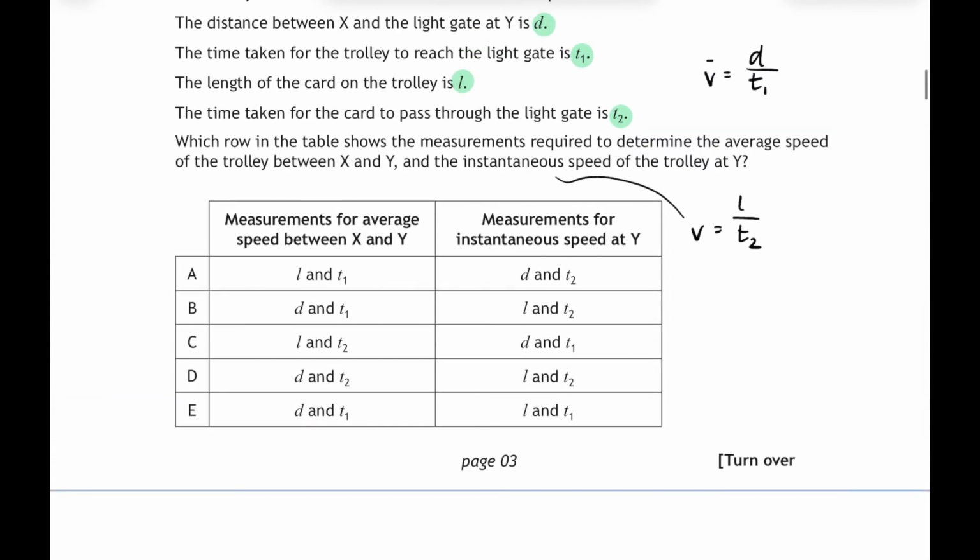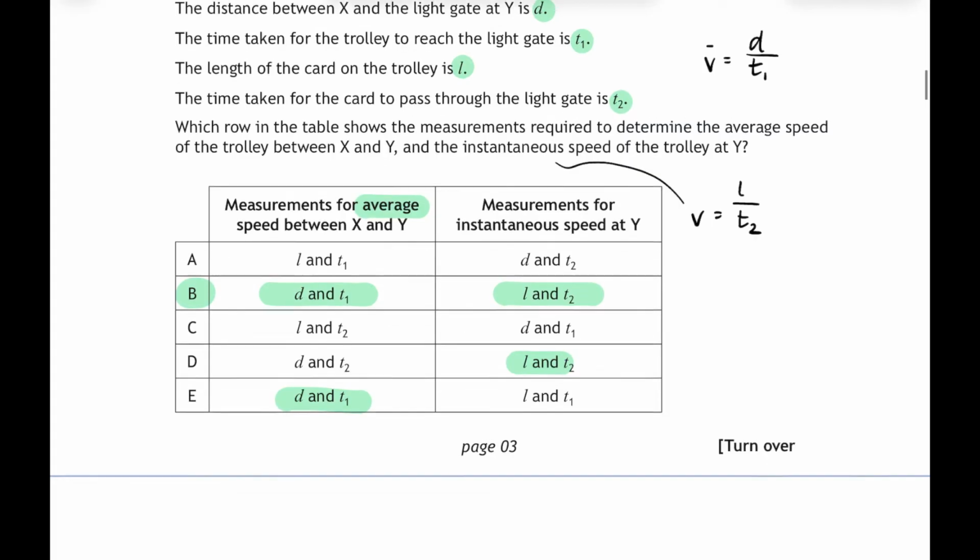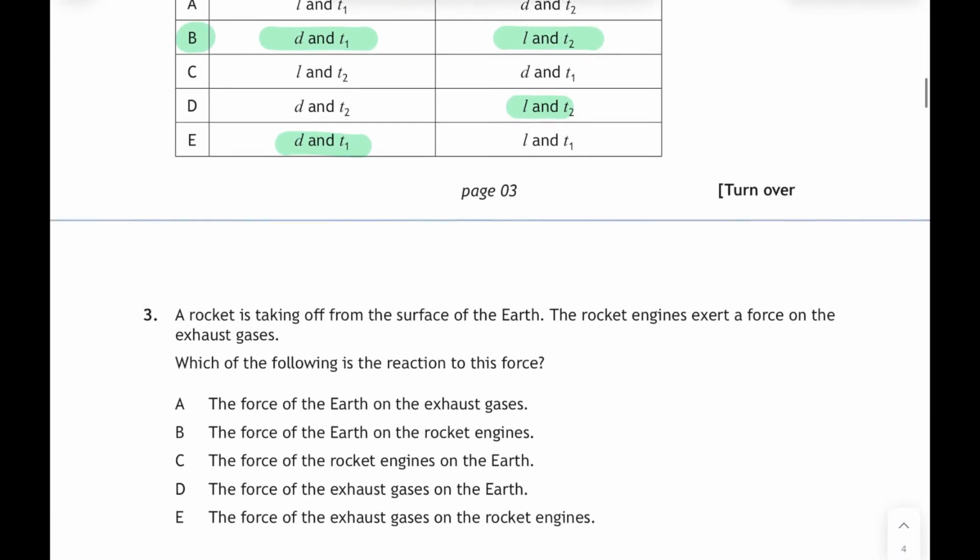So then looking at the answers for the measurement for the average speed between X and Y, we need the total distance gone, that's D divided by T1. And there's 2 options there for us, B and E. The instantaneous speed at the bottom of the slope, we would use the length of the card and T2. And again, there's 2 options there we could use. But the only row that's got them both highlighted is answer B. It's pretty tricky. Question 3.